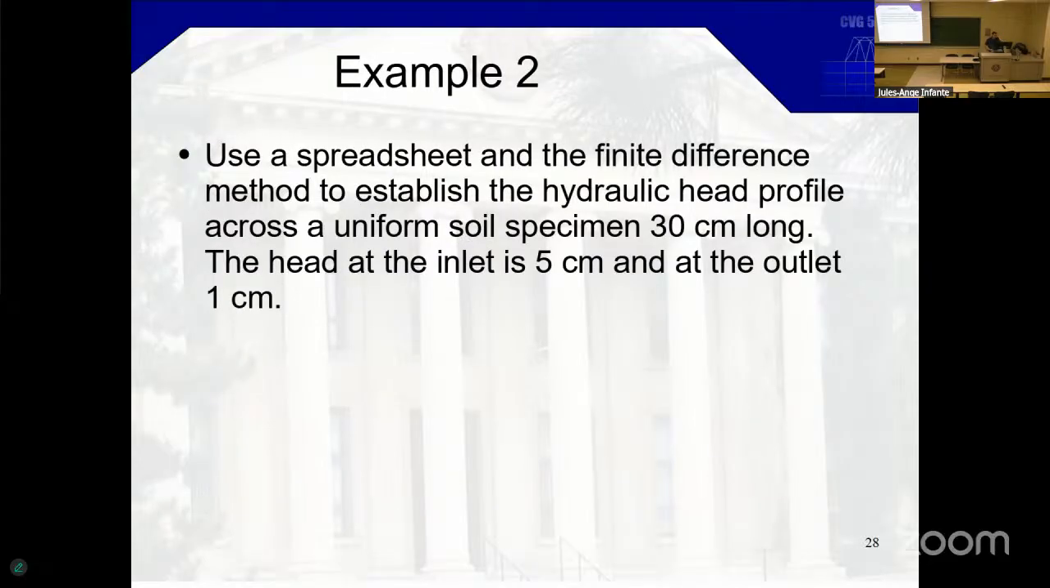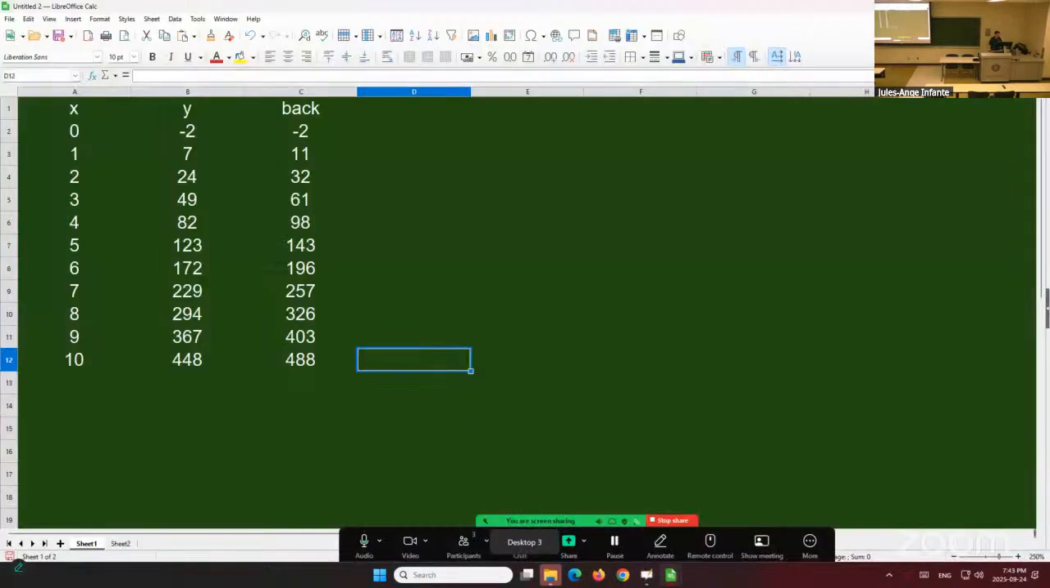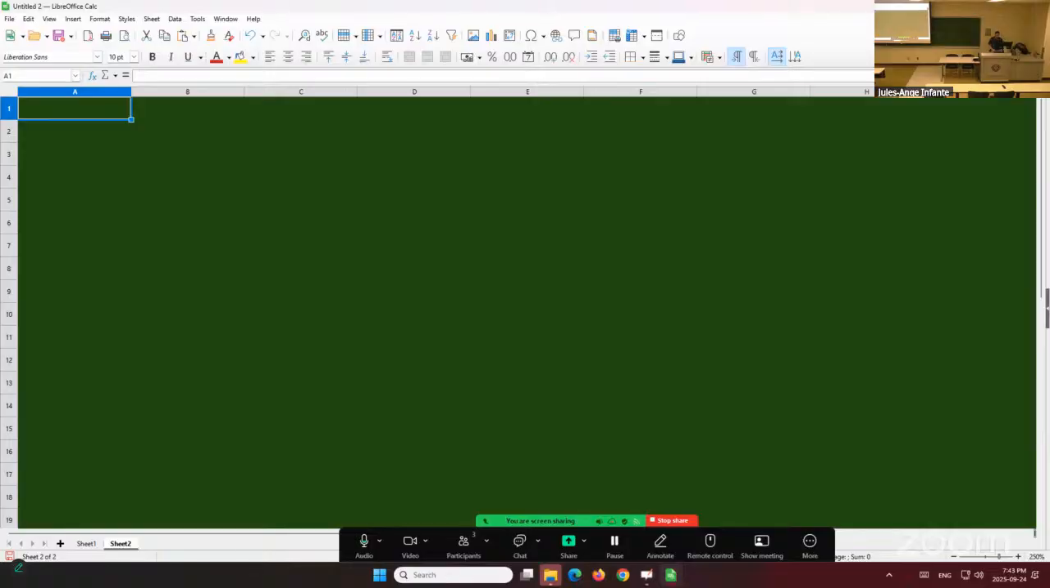And so we assume that we have a uniform soil specimen that is 30 centimeters long. We have a head of whatever, it's 5 to 1. It doesn't say how frequently to make the increments, but let's make them at 1 centimeter. So we'll have here X. We'll start at 0 until 30.